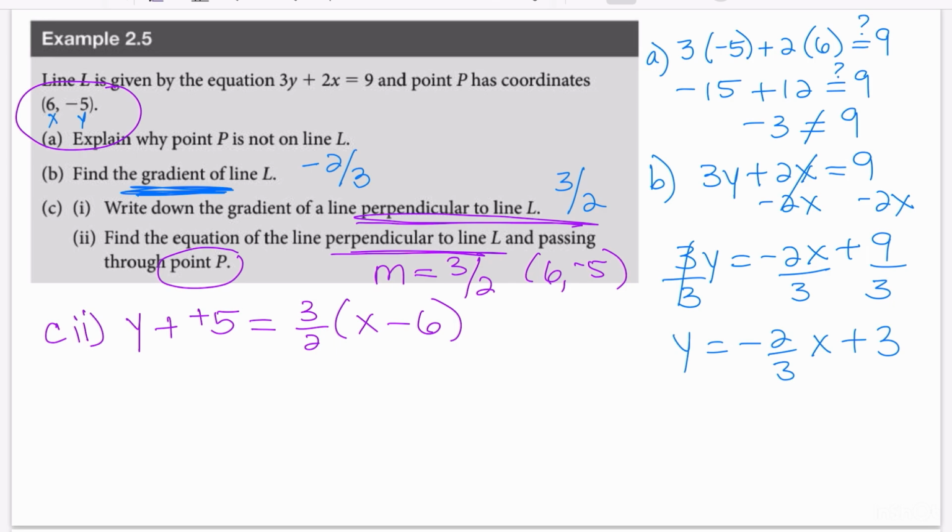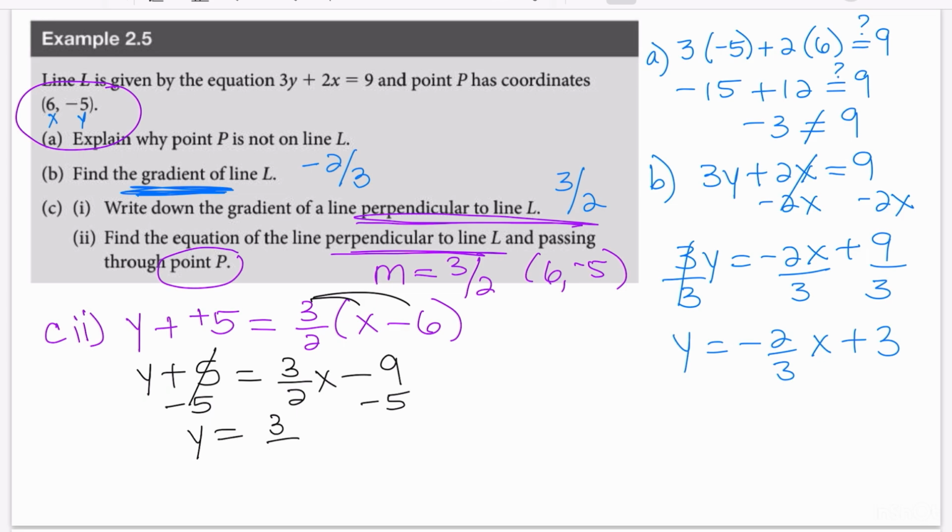I keep telling you this. If they don't tell you in what form to write the answer, they will take point slope form as your final answer. I'm going to go ahead and distribute just for those of you who either go straight into y equals mx plus c or you want to see it as y equals. So now I'm going to distribute 3/2 times x and 3/2 times negative 6. I have y plus 5 is equal to 3/2x. That's going to give me negative 18/2, which is negative 9. Now I have to subtract 5 from both sides. Good news, we don't have any fractions there to worry about. So 3/2x minus 14. And this is going to be my answer in slope-intercept form.